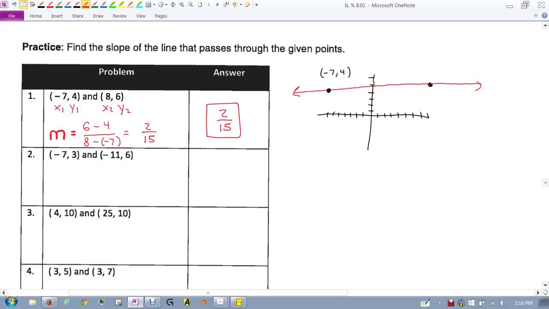Now let's talk about what this means. If we start at this point, negative 7, 4, and we want to get to the next point on the line, we would rise by 2, go up 1, 2, and we would run 15. Run means left and right. Positive 15 means to the right. So I move 15 spots over to the right: 1, 2, 3, 4, 5, 6, 7, 8, 9, 10, 15. There, that's where I would land. It just guides you in getting from one point to the next. Make sense?